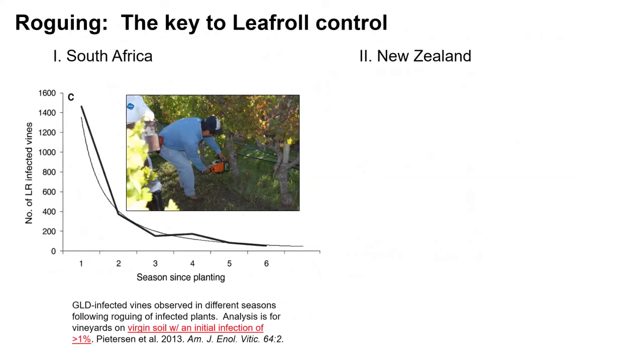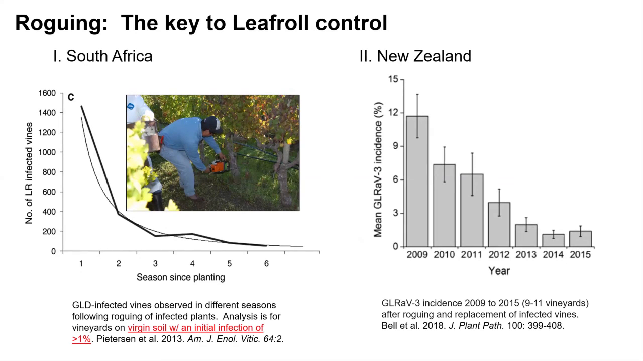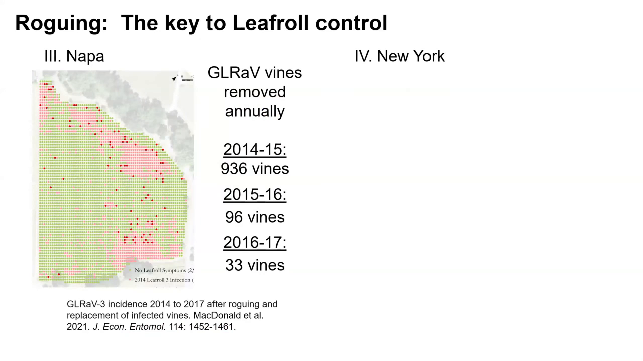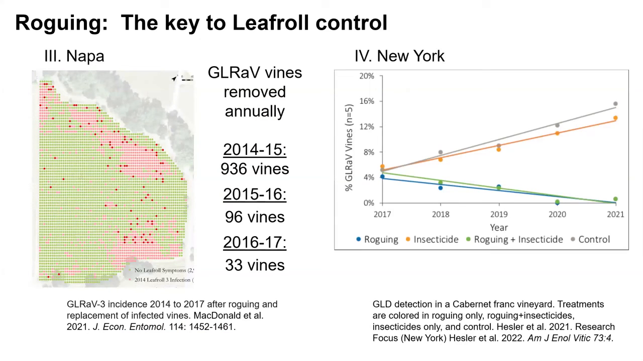For leafroll, roguing is key. It works in South Africa. It works in New Zealand. It worked in Napa. It worked in New York. Okay, so roguing is key, but it's not applied everywhere.